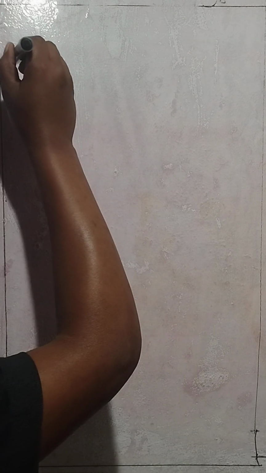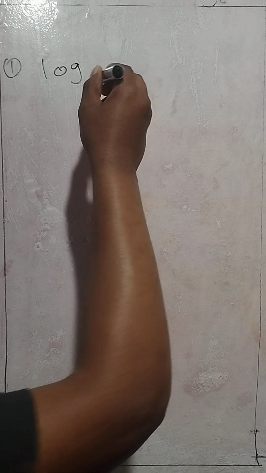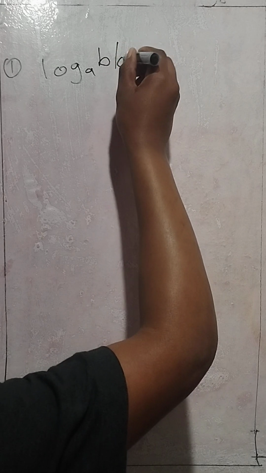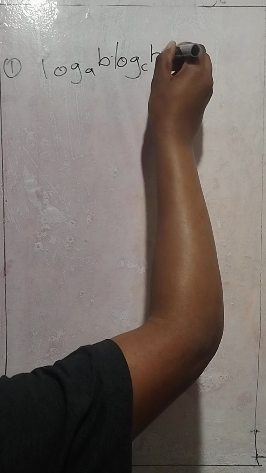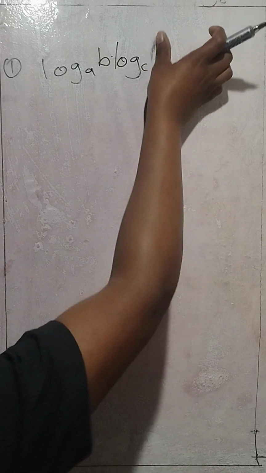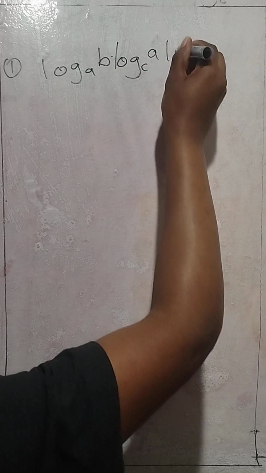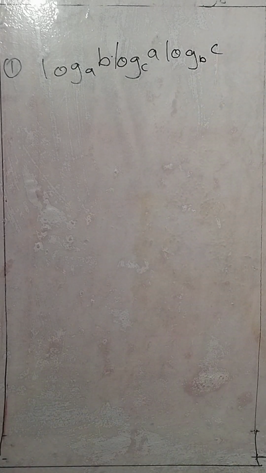Let's say we are given number 1: log of base A of B, log of base A of C, let's say C and A, then log of base B of C, like that. How can you deal with this expression? How can you best simplify this expression?